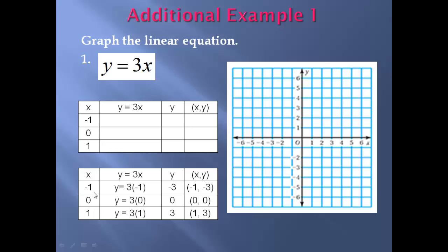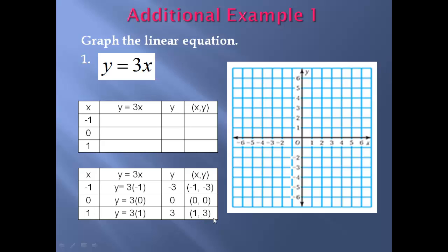When we plug negative 1 in, we have y equals 3 times negative 1, which is negative 3. So my first ordered pair would be negative 1, negative 3. My second ordered pair, we're going to use 0 to find the y value. So we're going to plug in 0 for x. So we have y equals 3 times 0, and 3 times 0 is 0. So our ordered pair is 0, 0. And for our last one, we're going to use that x equals 1. So we're going to have y equals 3 times 1, which is 3. So my ordered pair is 1, 3.